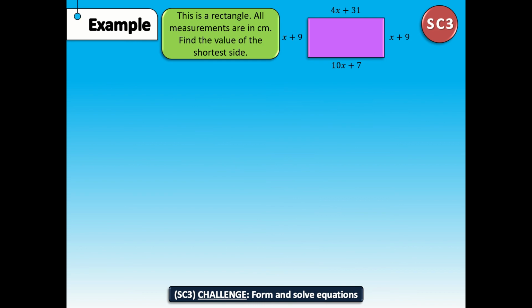Here's another example. So we're told this is a rectangle and all measurements are in centimetres. We want to find the value of the shortest side. So we know in a rectangle that the sides opposite each other are equal in length. So we can say that 10x plus 7 equals 4x plus 31. Then we can solve it.